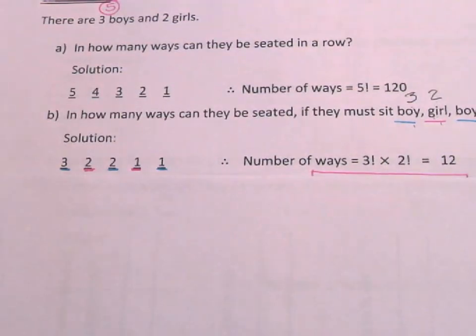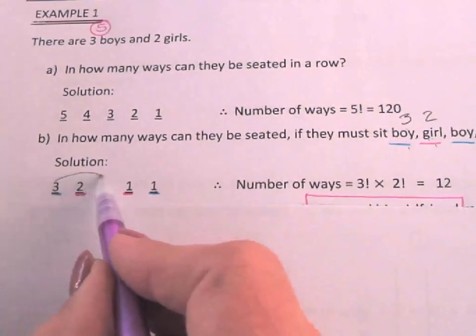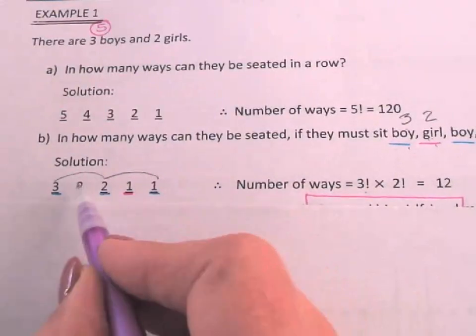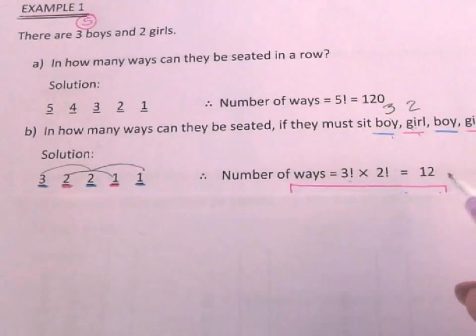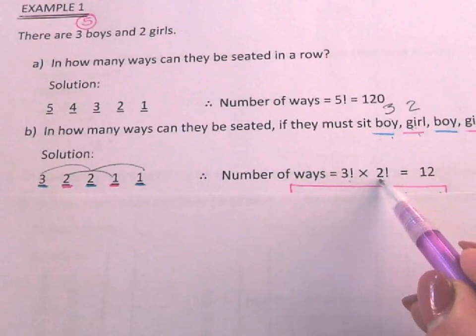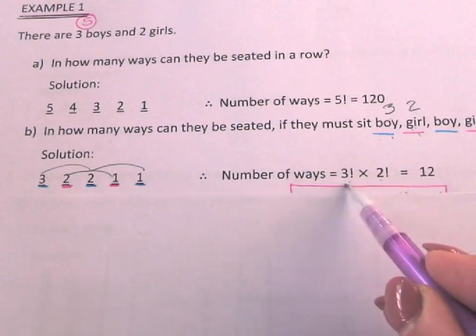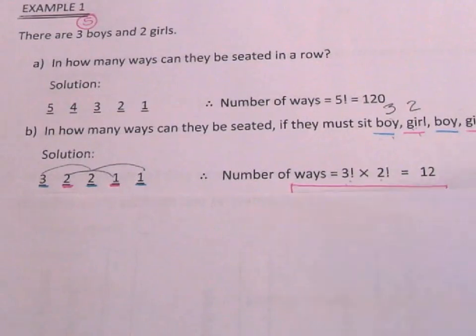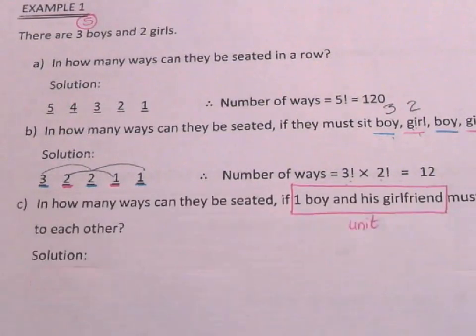So now you have to look for combinations. I have a 3, 2, 1, so that's 3 faculty. And I have a 2, 1, that's 2 faculty. So how many different ways? 3 faculty times 2 faculty is 12 different ways. The next one.